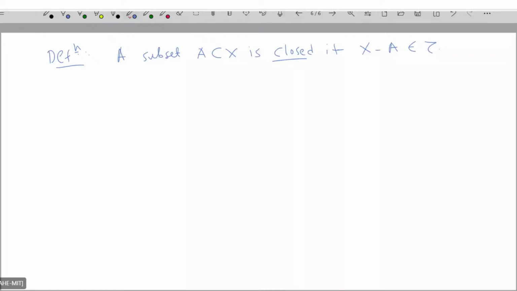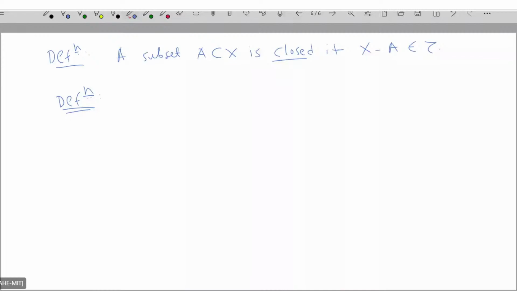For example, if you take tau as the collection of all subsets of X, that means the power set of X, that will form a topology, and we call that topology a discrete topology. There every set is open as well as closed. Okay. So anyway, this definition we made.